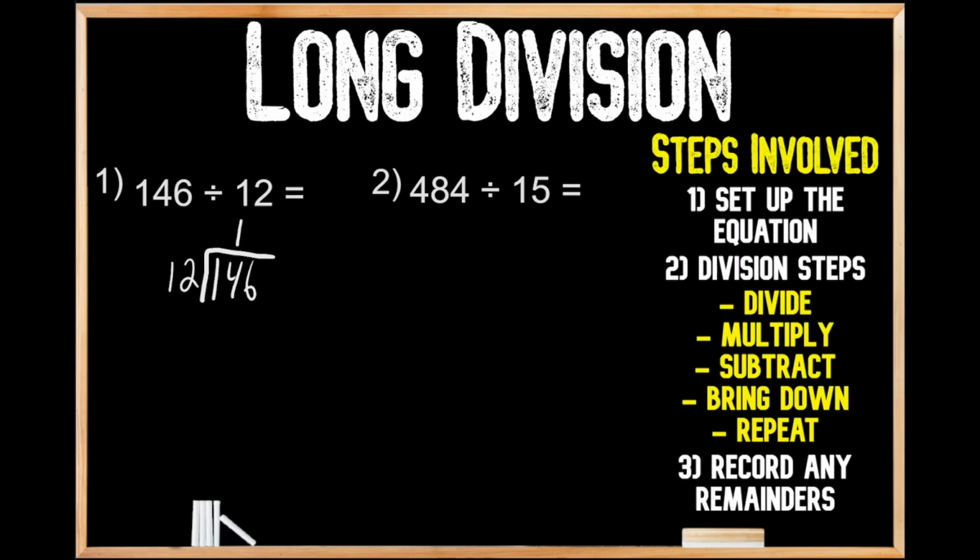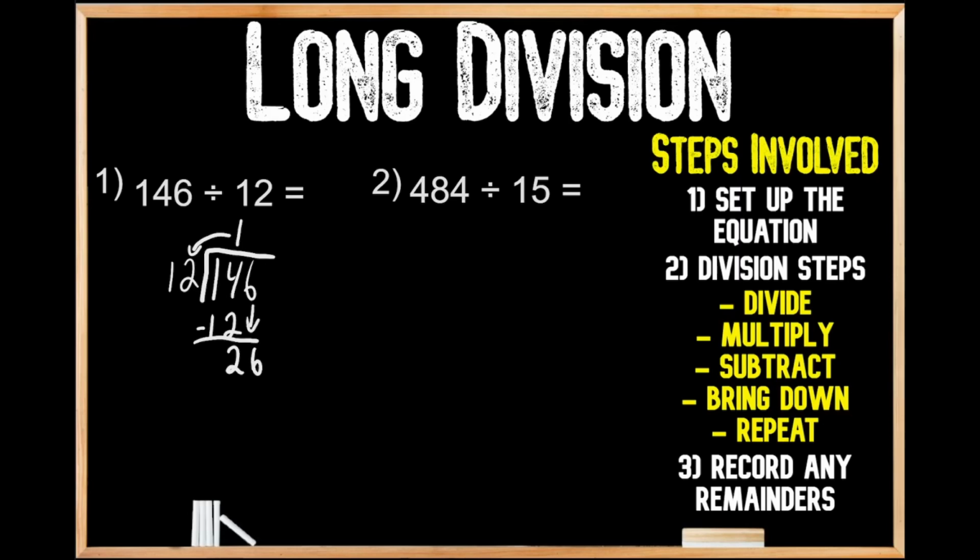Now we're going to move on to the next division step, which is to multiply. We're going to multiply 1 times 12, which we know gives us 12. Now we can move on to the next step, which is to subtract. When we subtract 12 from 14, we're left with 2. Now we're going to move on to our next step, which is to bring down the number that's immediately to the right of the place that we've just divided. So we're going to bring down our 6 here.